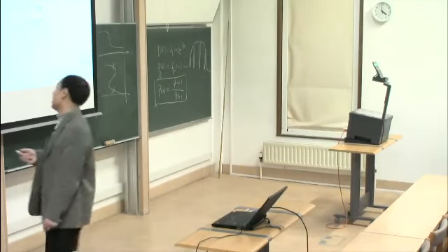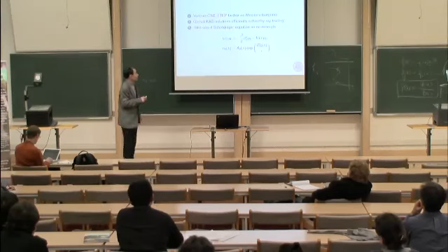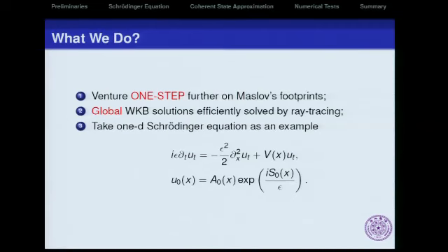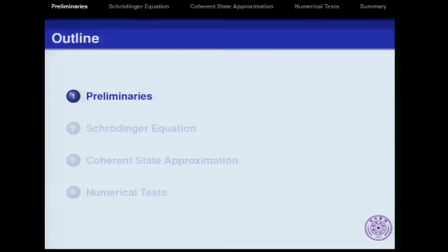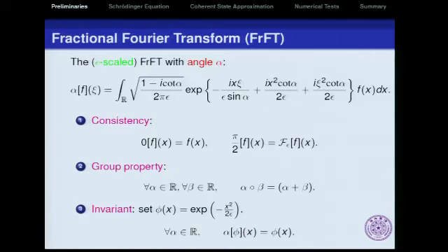To formulate the basic idea, I just take the one-dimensional Schrödinger equation as an example. Okay, how to do that? First, I have to introduce what's the fractional representation of wave function. The fractional representation is based on the so-called fractional Fourier transform. Everybody knows Fourier transform. And what's the fractional Fourier transform?